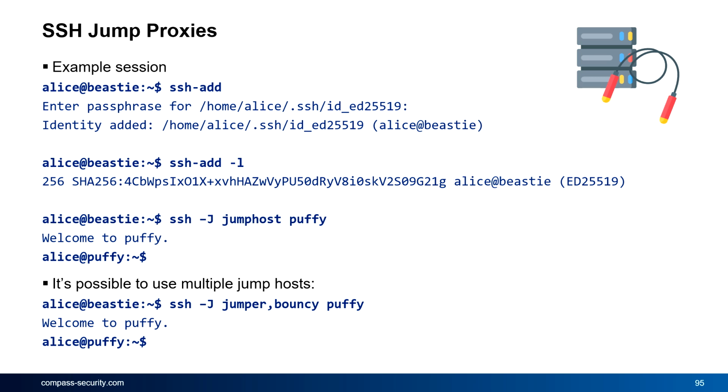It's also possible to use multiple jump hosts. So this example here, this would first establish a connection to the jump host, and then to the bouncy jump host, and then finally open a shell on the Puffy host.